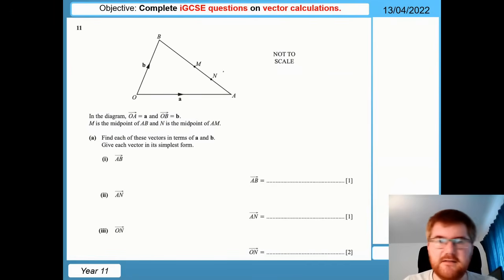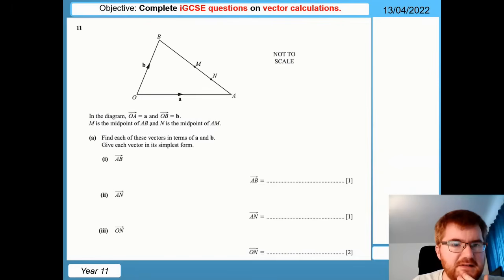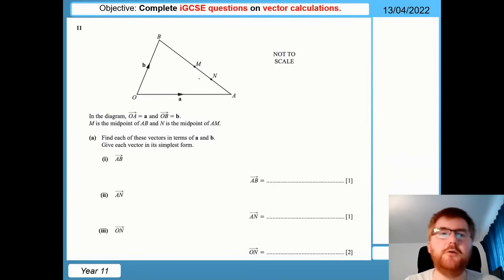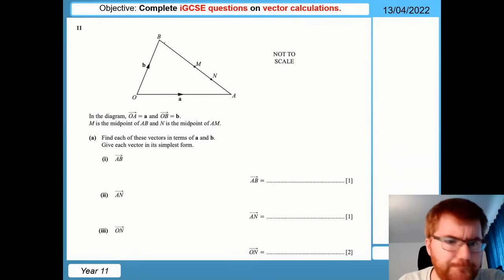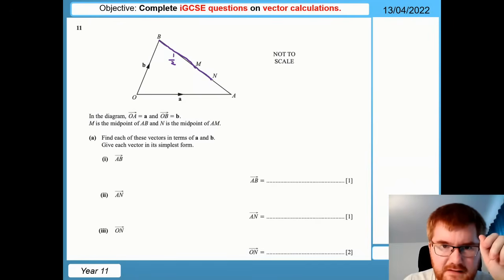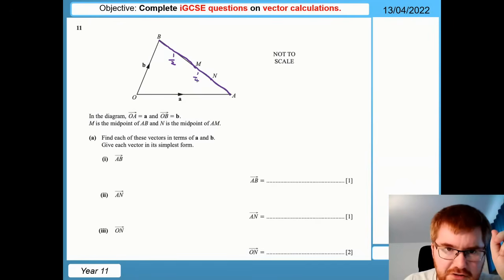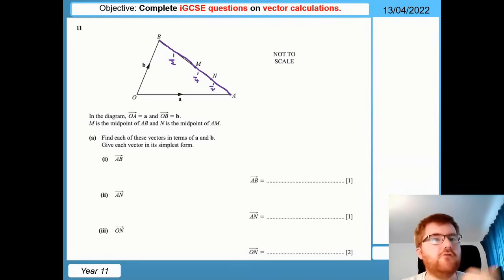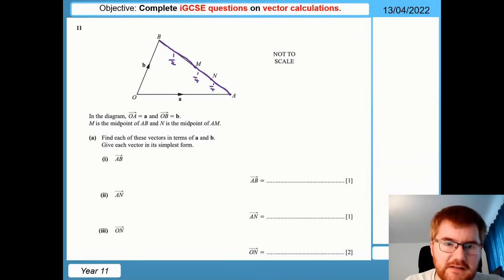So again, this is a very typical paper 4 style question, question 11 here. In the diagram, OA is equal to A, OB is equal to B, M is the midpoint of AB, and N is the midpoint of AM. So just to remind myself, if I draw in this line here, this is equal to a half, and because you've got a half of a half, that's equal to a quarter. So each of these sections is a quarter each. Just to remind myself and tick off that I've used this information for later in the question.